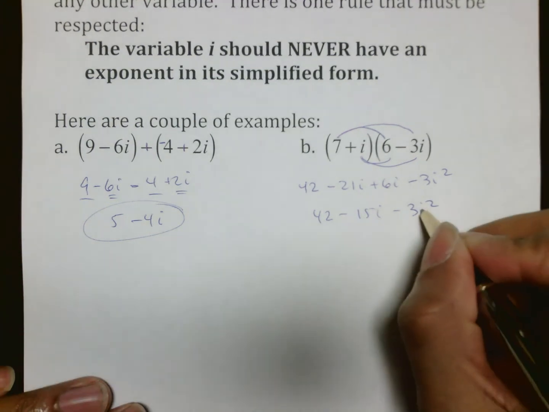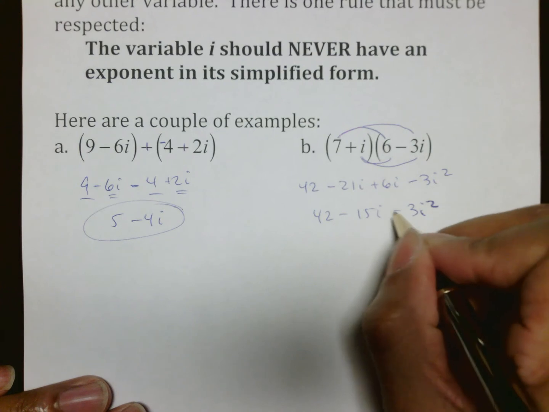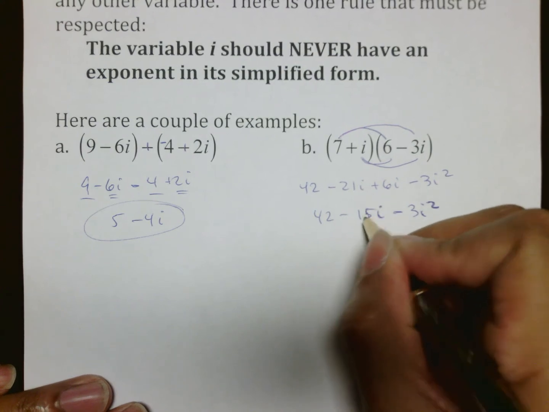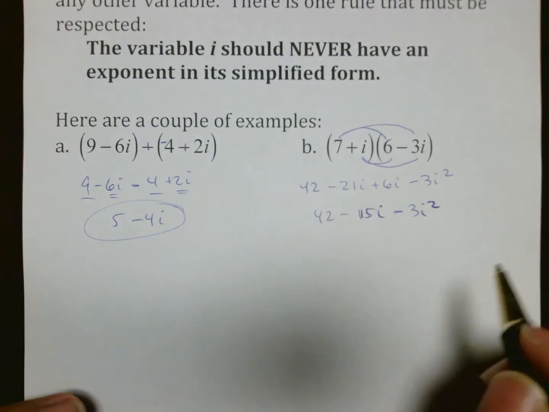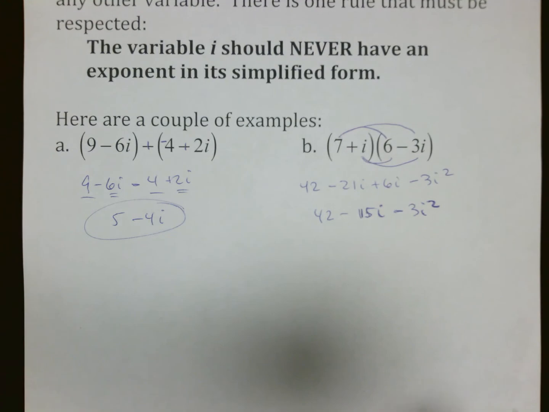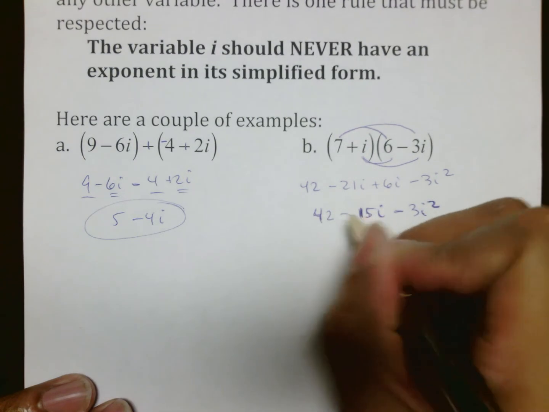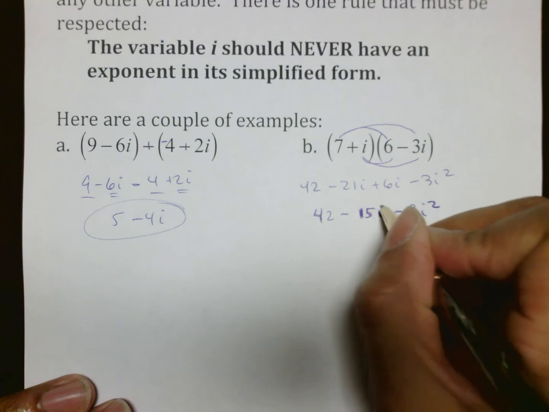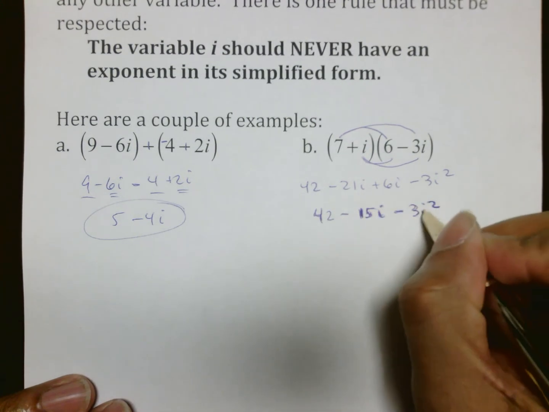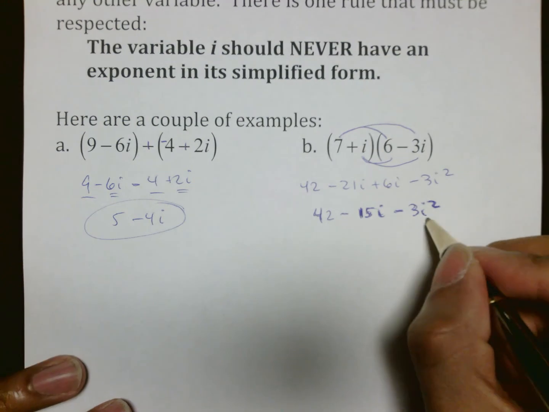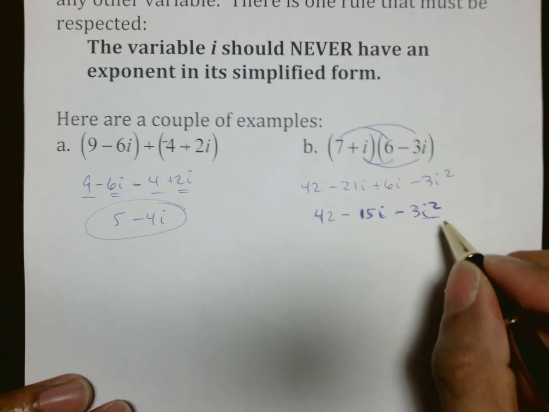I don't think that's visible, which is not good. So again, 42 minus 15i minus 3i squared. The problem here is that you cannot have an exponent on i, and so we must look at i squared and recognize that i squared is the same as negative 1.